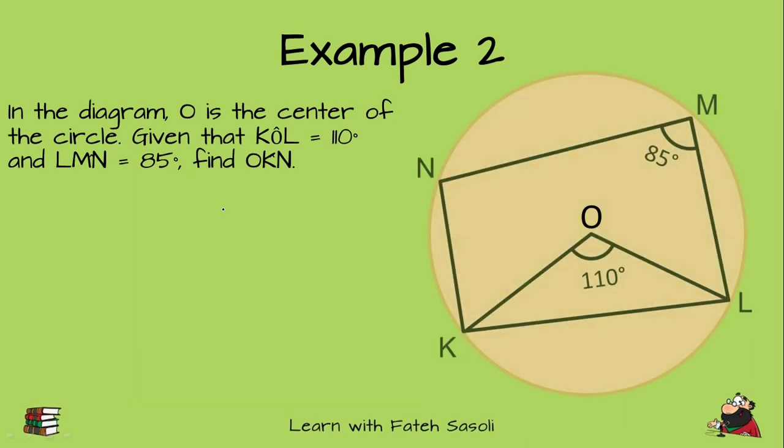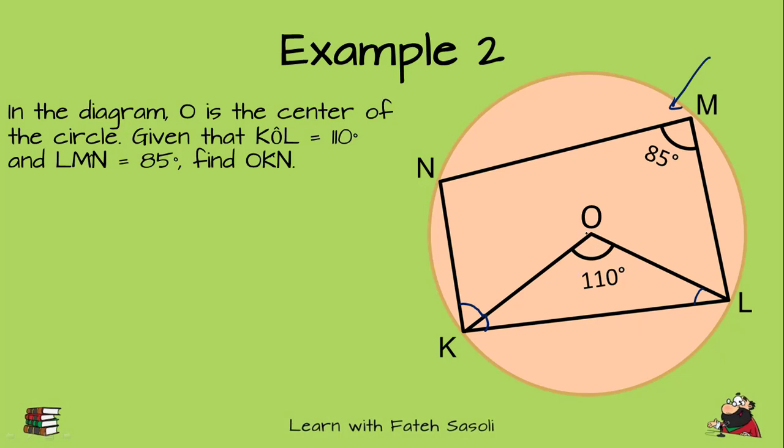Let's look at example 2. In the diagram O is the center of the circle. Given that KOL is 110 and LMN is equal to 85 degrees, find OKN. Now the angle OKN is right here, and we know as a rule that this complete angle and this M over here lie in opposite segments, which means they should add up to 180 degrees. Now let's look at our question component by component. If we could just find the angles over here, we could very easily find OKN.